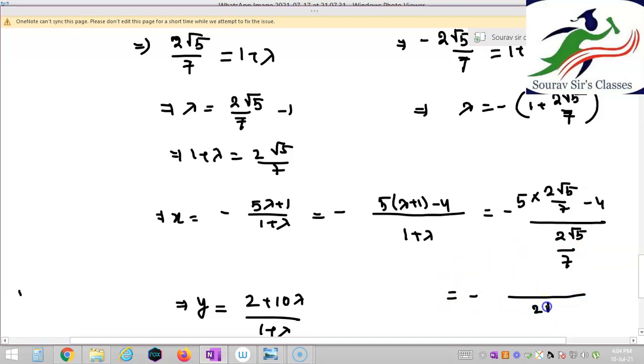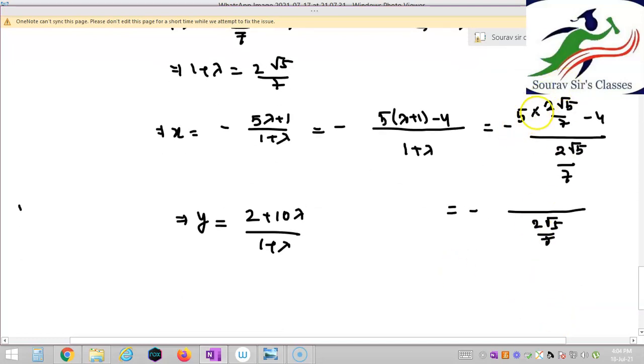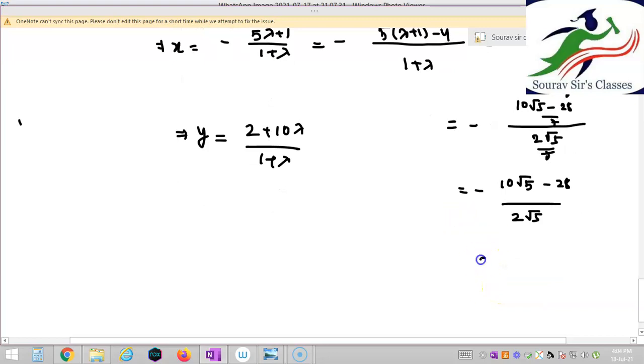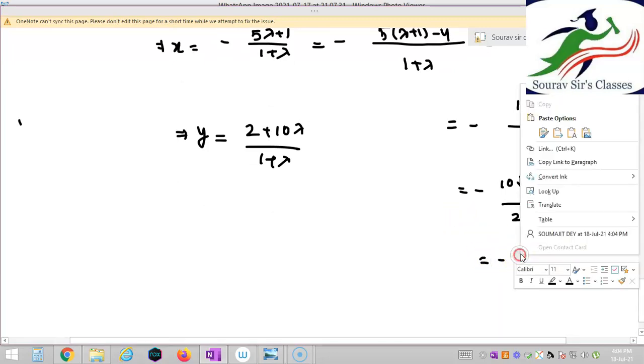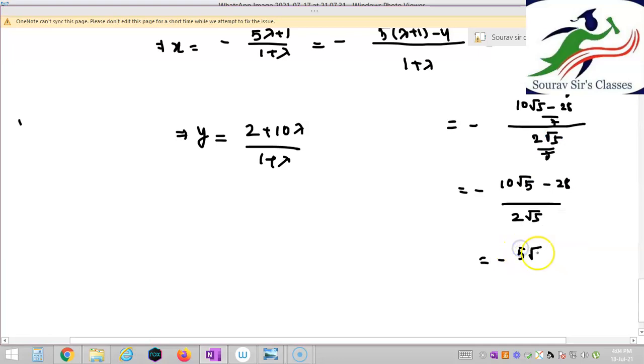So that is equal to minus 2 root 5 by 7 into, so 10 root 5 minus 28 by 7. So cancelling 7, I can write minus 10 root 5 minus 28 by 2 root 5. So cancelling 2, I can write minus 5 root 5 minus 14. So the value of x is 14 minus 5 root 5.